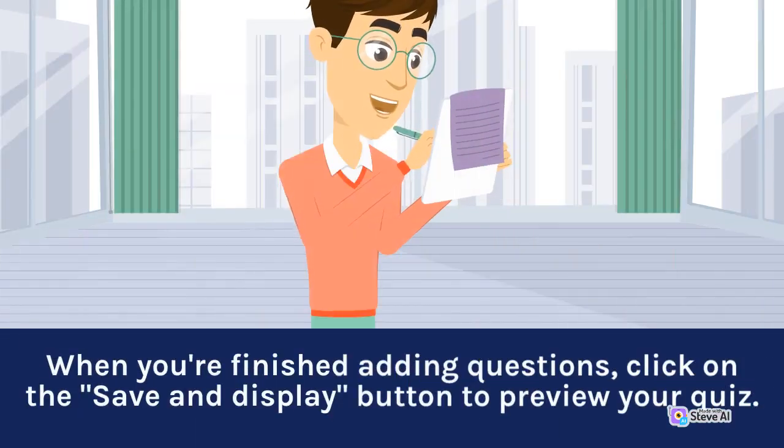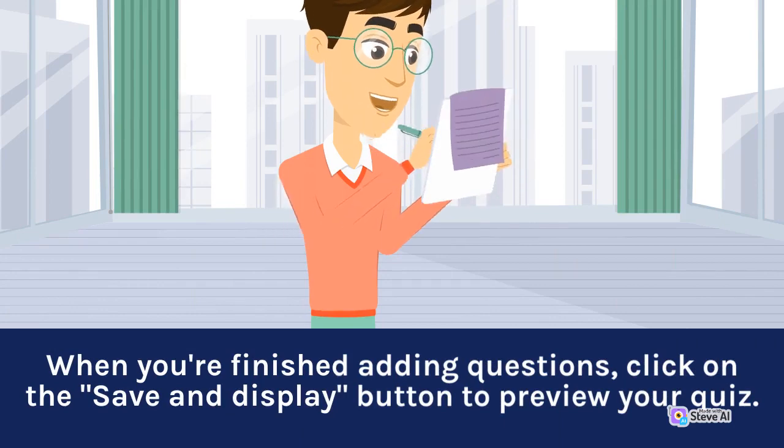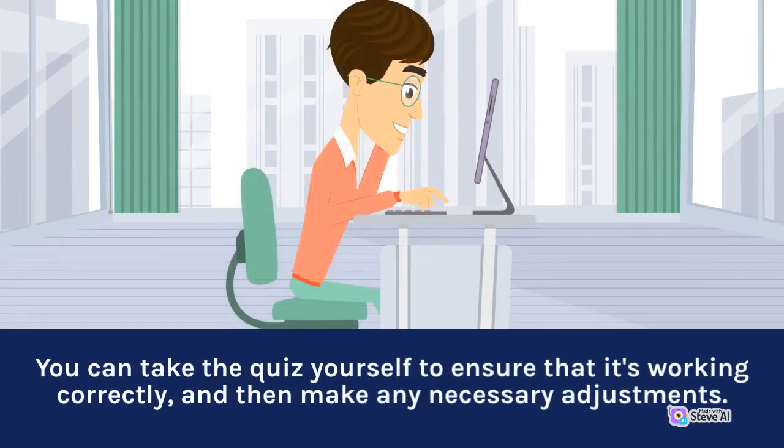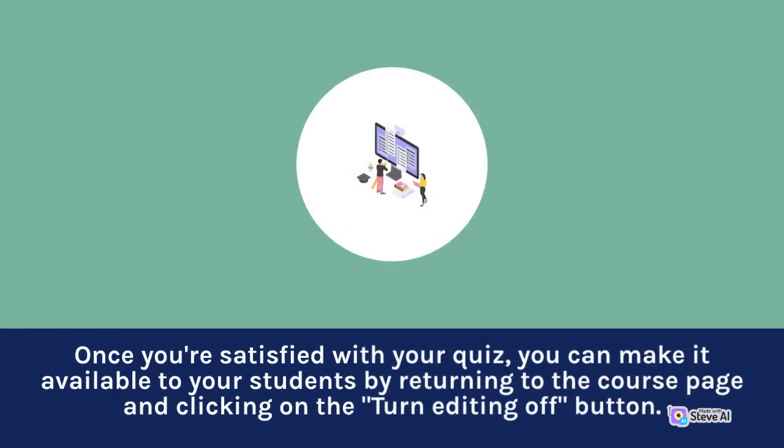When you're finished adding questions, click on the Save and Display button to preview your quiz. You can take the quiz yourself to ensure that it's working correctly, and then make any necessary adjustments. Once you're satisfied with your quiz, you can make it available to your students by returning to the course page and clicking on the Turn Editing Off button.